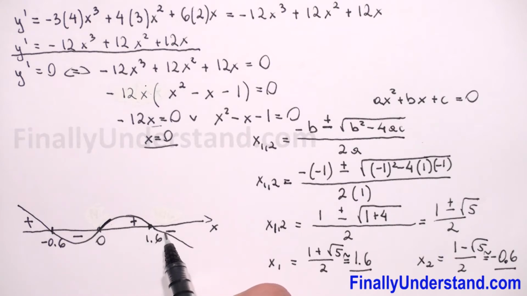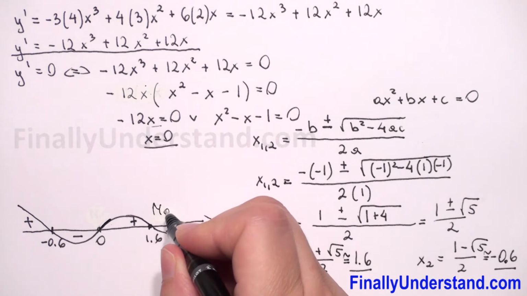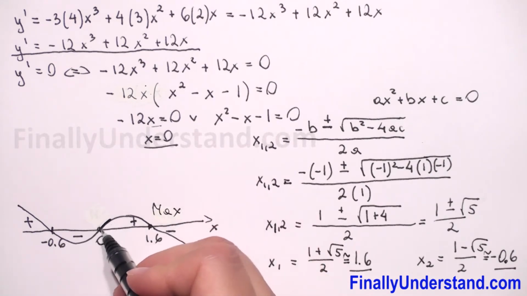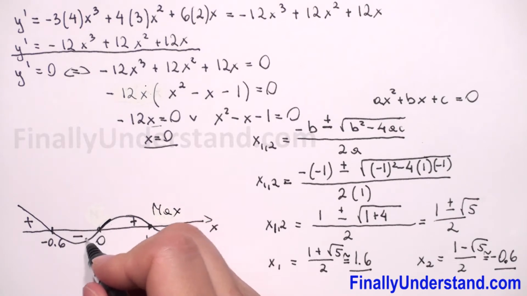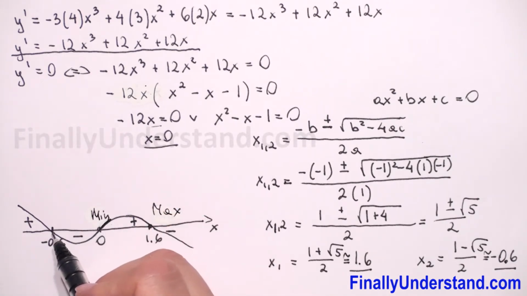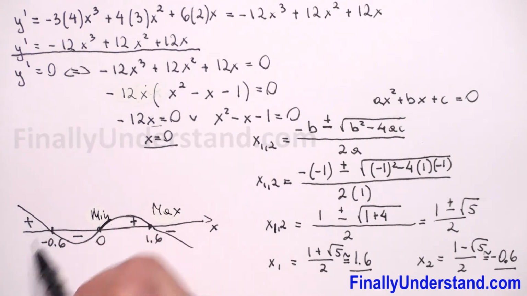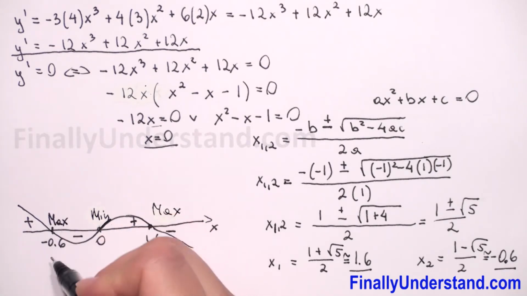So when we change sign from positive to negative, we have a maximum. Now we have positive values and then negative. So when we change from negative to positive, we have a minimum. And again, we have negative values on the left side and positive on the right side. So we have a maximum for negative 0.6.